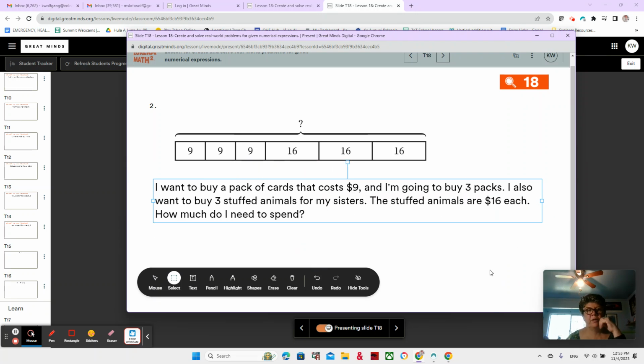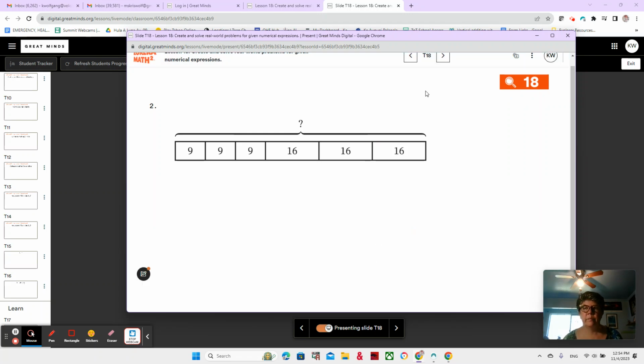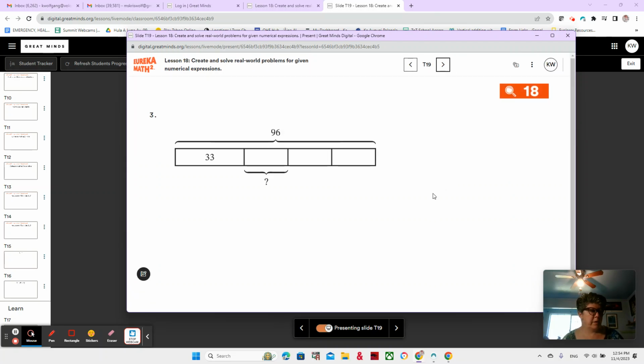All right, and you're writing down this word problem or something close to it that you came up with on your own, where we're taking our 3 9s and adding them together with our 3 16s, and you see the question mark is up here on the top. Okay, if you didn't finish writing it down, please pause me and get that written down. And we're going to go on to number 3. Number 3 looks like this.